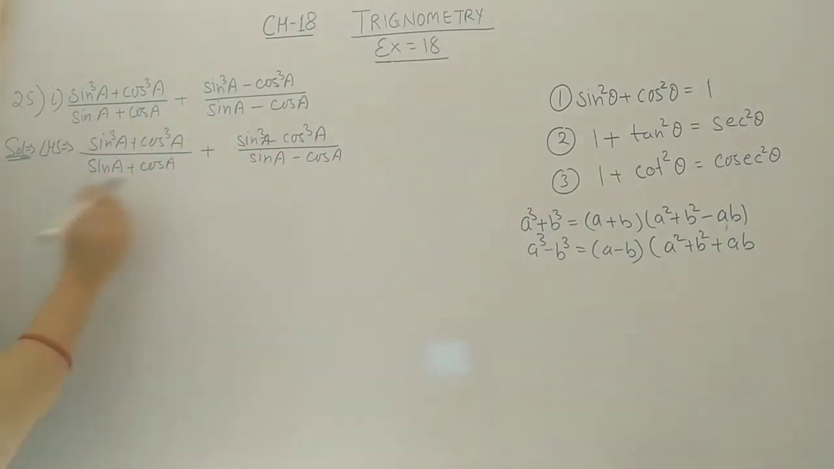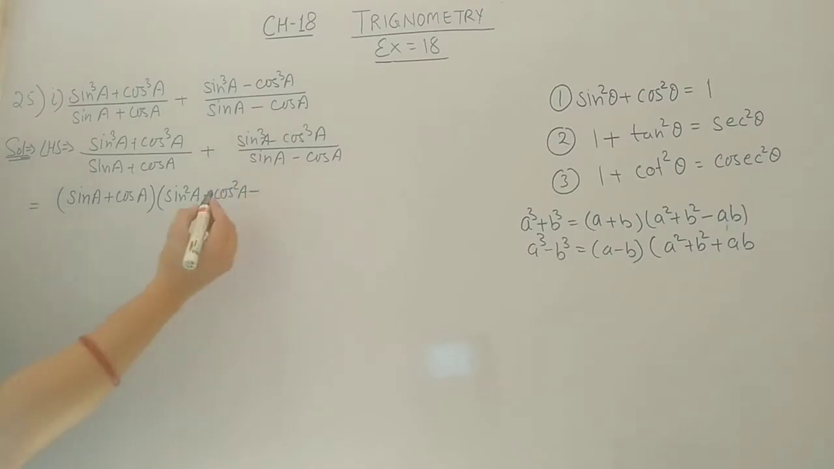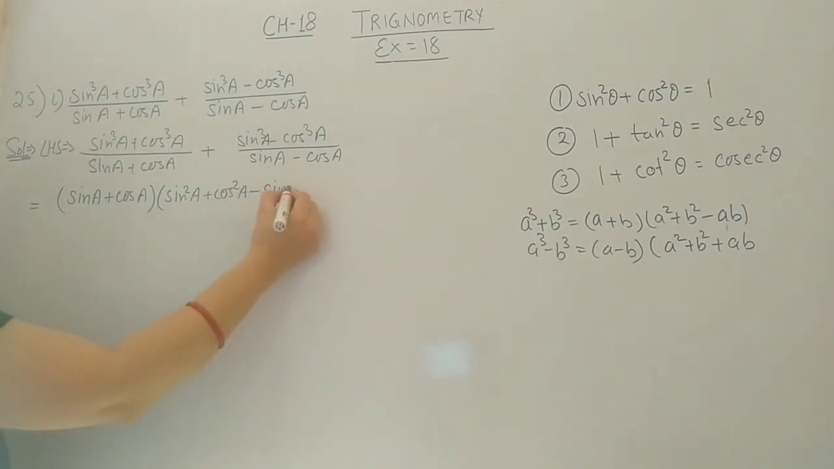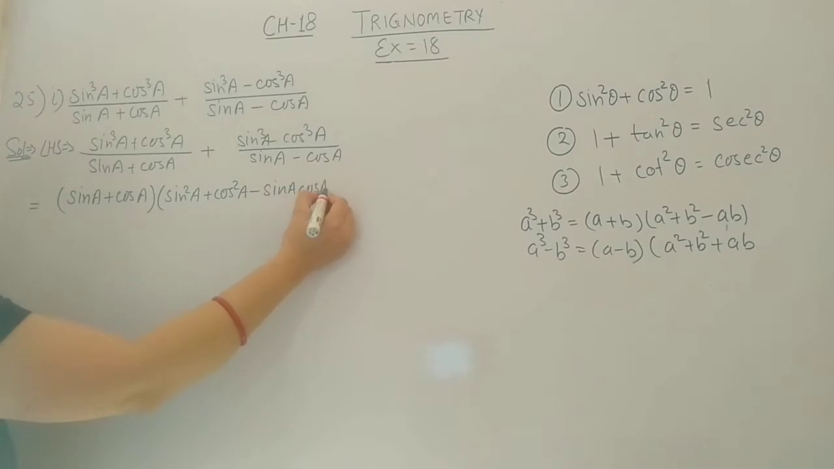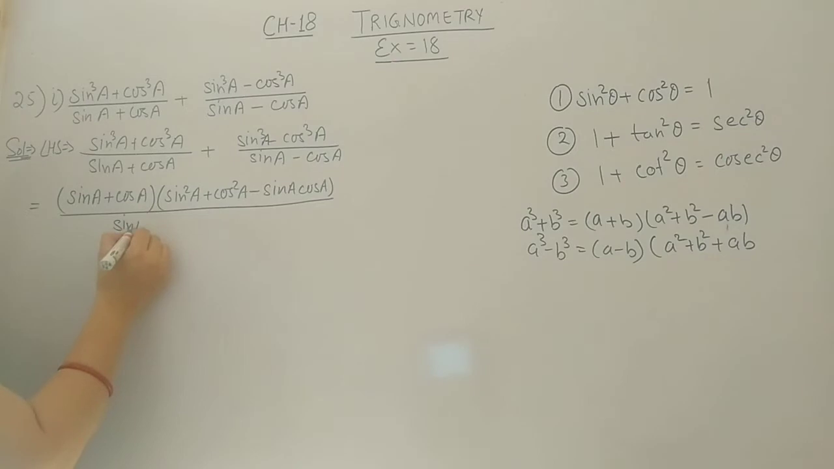So this first term, with the help of that a cube plus b cube formula, it will become (sin a + cos a), and in another bracket (sin²a + cos²a − sin a cos a), divided by sin a plus cos a. And you can see here this sin a plus cos a will cancel out.